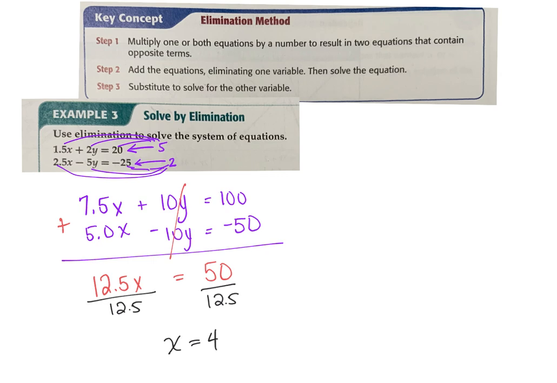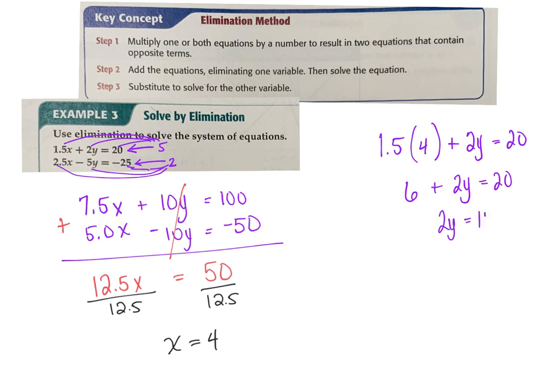Once again, I need a y, okay? I need an x and a y for it to be an answer. So you can go back to either one of these equations and plug that 4 in for the x and solve, all right? You can plug it back in and solve, all right? And so we're going to get 6 plus 2y equals 20, 2y equals 14, y equals 7. So my answer here is going to be 4, 7.